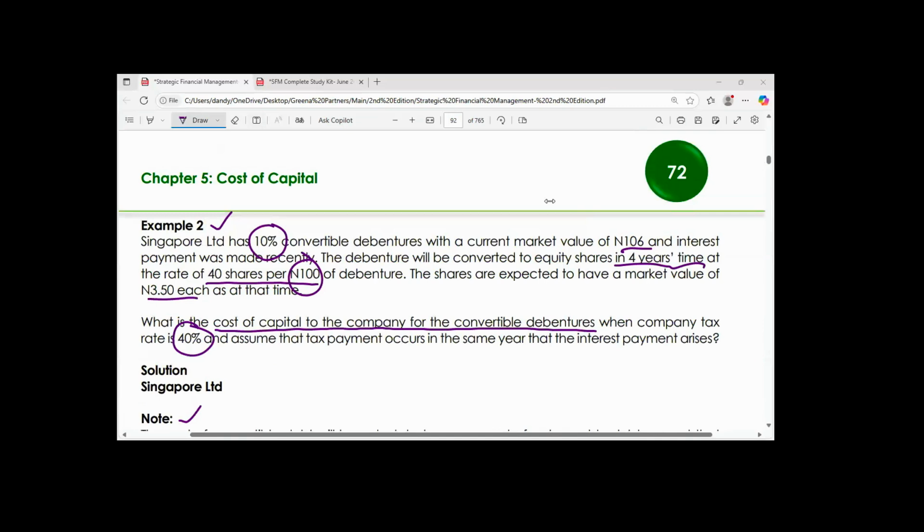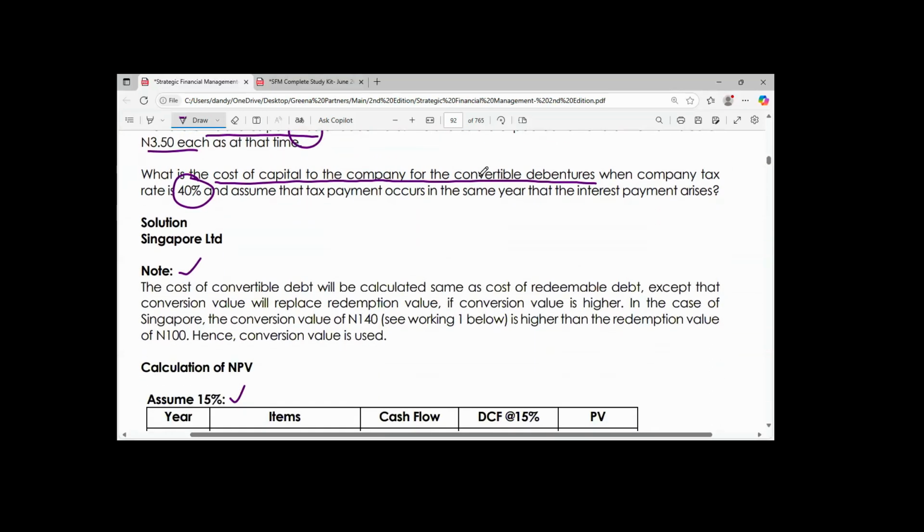I discovered, I don't know whether it's just my own SFM, the one they shared, that from the question we just solved, we're having 40 shares per 100 naira debenture, but I'm having 4 and 10. I don't know if it's the same thing. So that 4 and 10, just say 4 multiplied by 10 multiplied by 3 naira 50 kobo. You get the same thing as the 140. Okay.